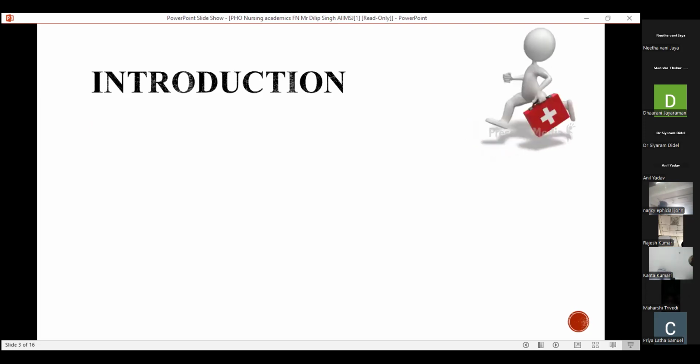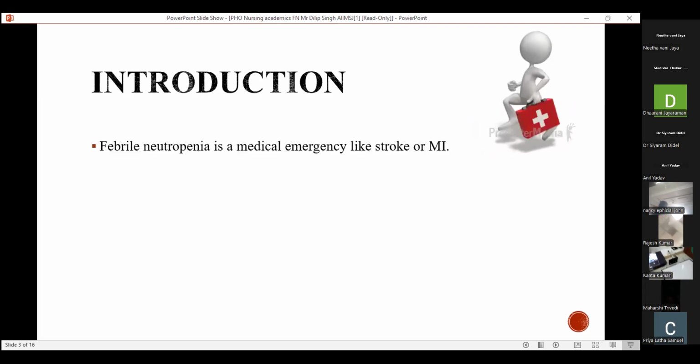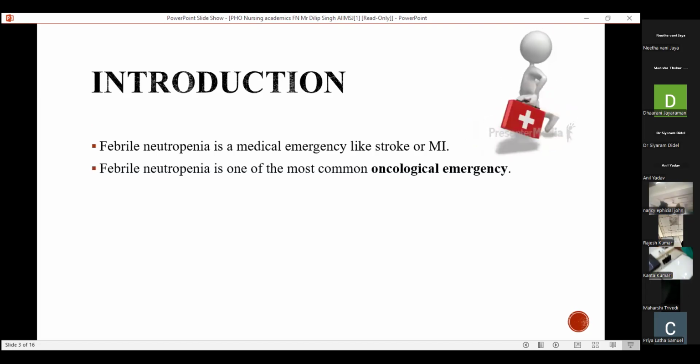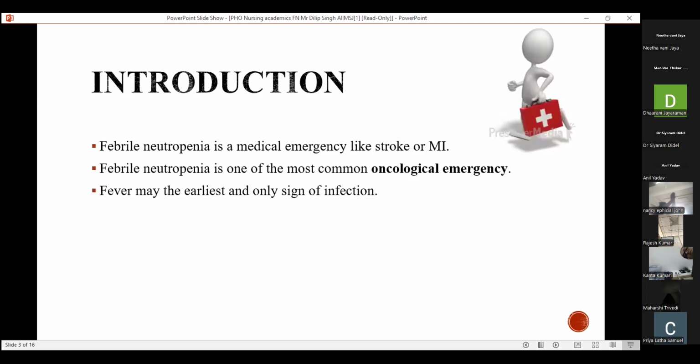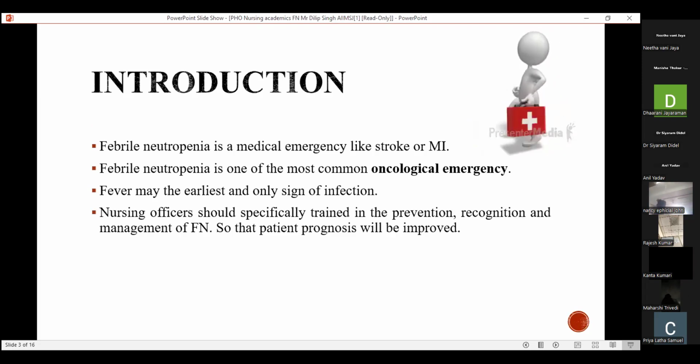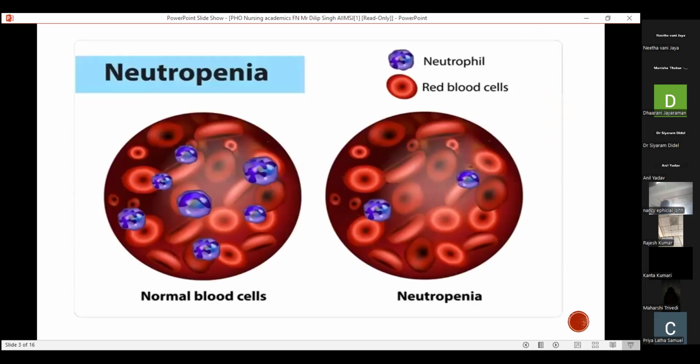First, we are discussing the introduction. Febrile neutropenia is a medical emergency like stroke or MI. Febrile neutropenia is one of the most common oncology emergencies. Fever may be the earliest and only sign of infection. Nursing officers should be especially trained in the prevention, recognition, and management of febrile neutropenia so that patient prognosis will be improved.